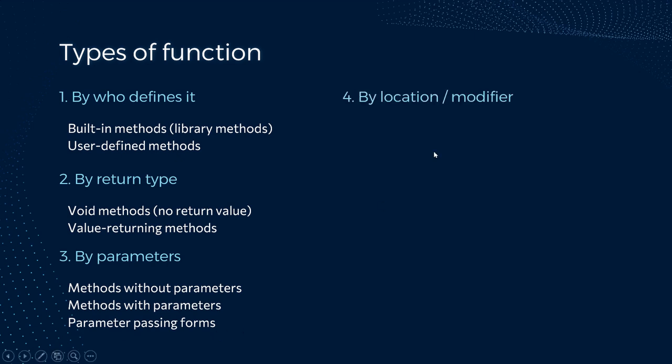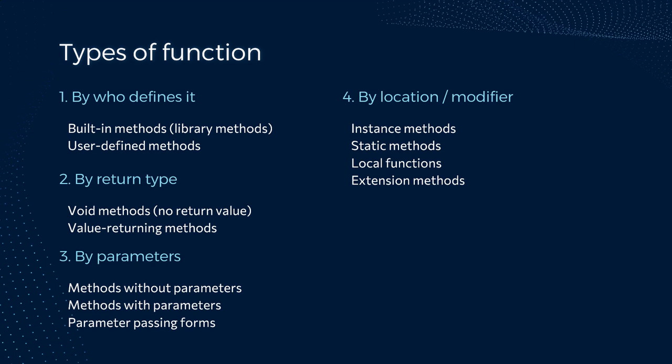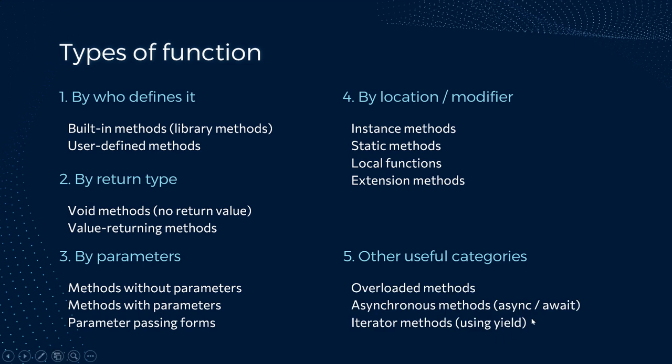Then we have another category, by location or modifier, meaning where we create the function. Based on that we have instance methods, static methods, local functions, extension methods, and some other useful categories like overloaded methods, asynchronous methods with async await, and iterator methods using yield. These are all the different types of methods in C#. So let's look at the first one, by who defines it.